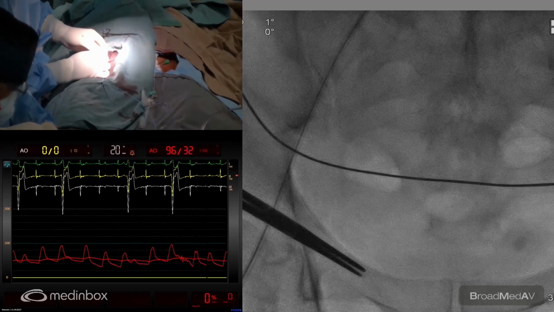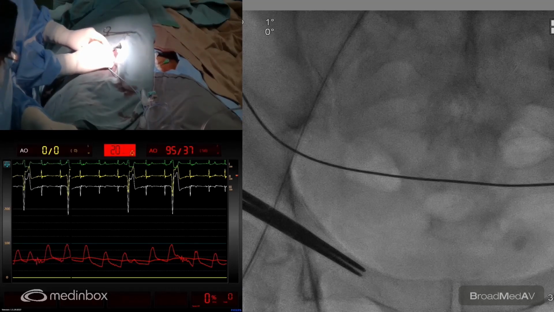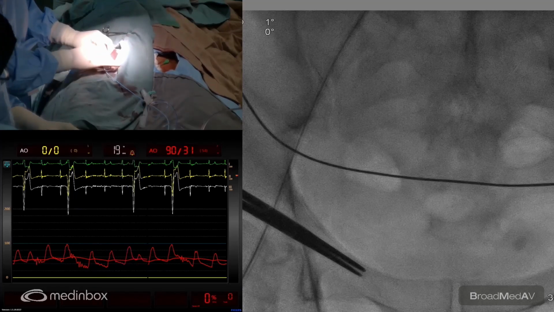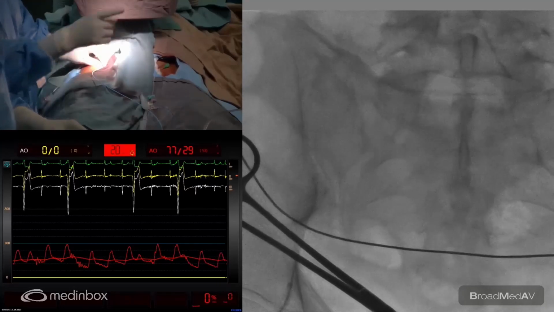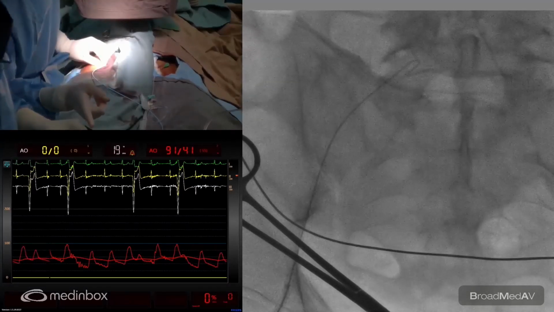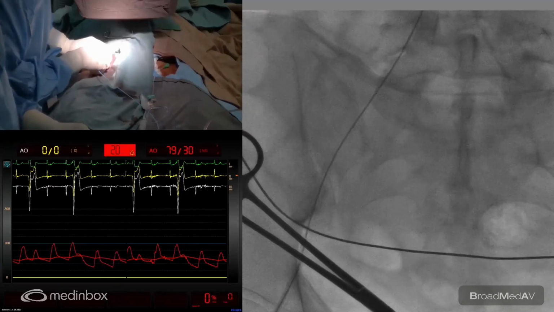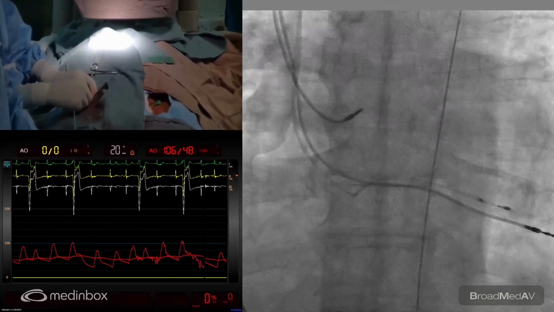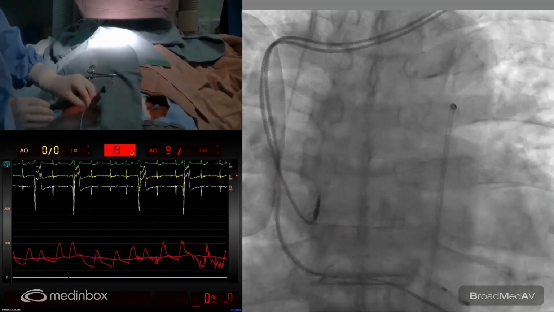Can we check the pressure? Okay, so now this is a stiff wire going up. Can we have the 9 French dilator, please? Ready? No, so we'll just take the Amplatz. This is normal Teflon, right? Yeah, just go up and then we'll use the Amplatz. So we get the Amplatz now, please.